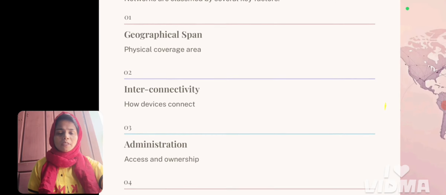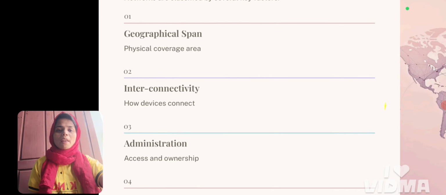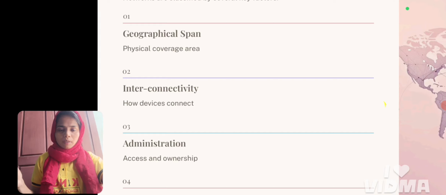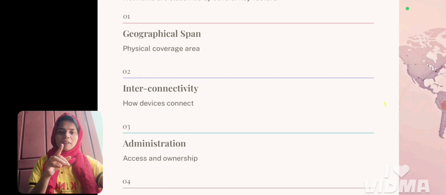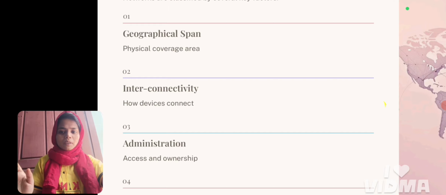That means geographical span. Geographical span means if I want to use my Bluetooth device to hear a song, that is the connection between my mobile and the Bluetooth device only. If I want to access my Facebook or Instagram, I need a wide range of connection, right? That is called geographical span. It is based on our location and covering area.